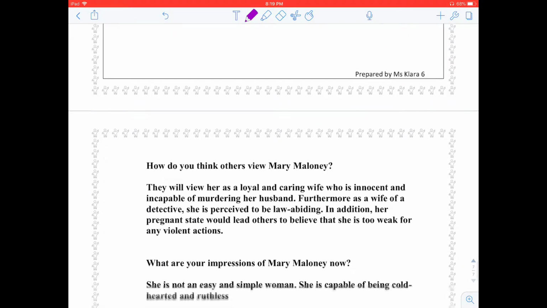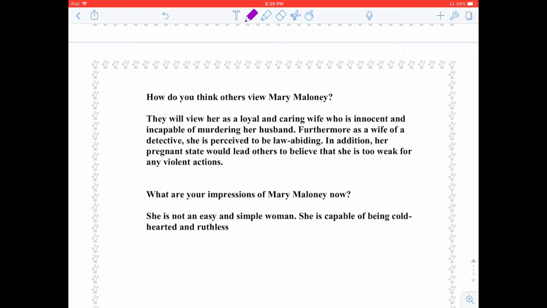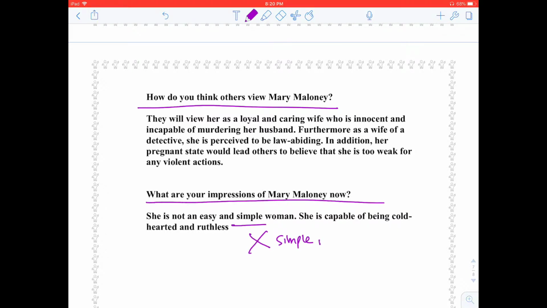So let's look at this. How do you think others view Mary Maloney? They will view her as a loyal and caring wife who is innocent and incapable of murdering her husband. Furthermore, as the wife of a detective, she is perceived to be law-abiding. In addition, her pregnant state would lead others to believe that she is too weak for any violent actions. So this is how others view her. So what are your impressions of Mary Maloney now? She's not a simple woman. She's not simple-minded at all.